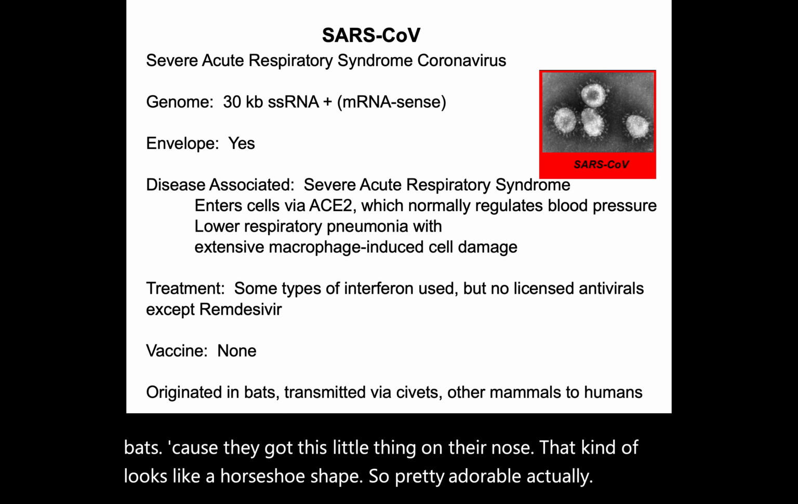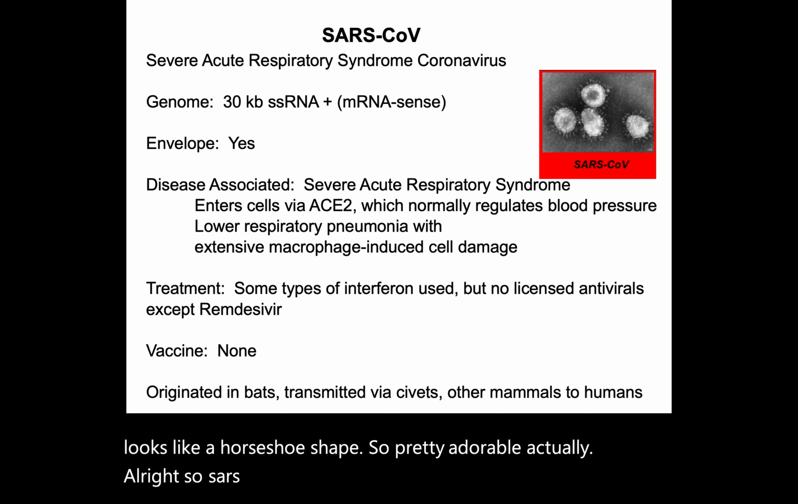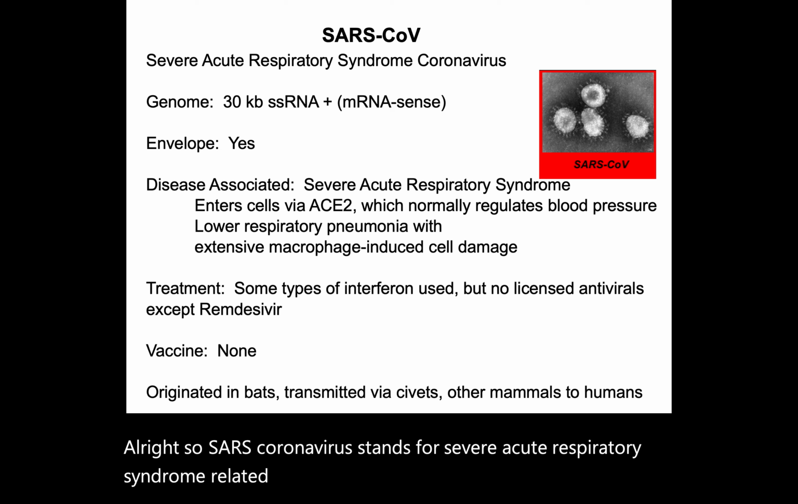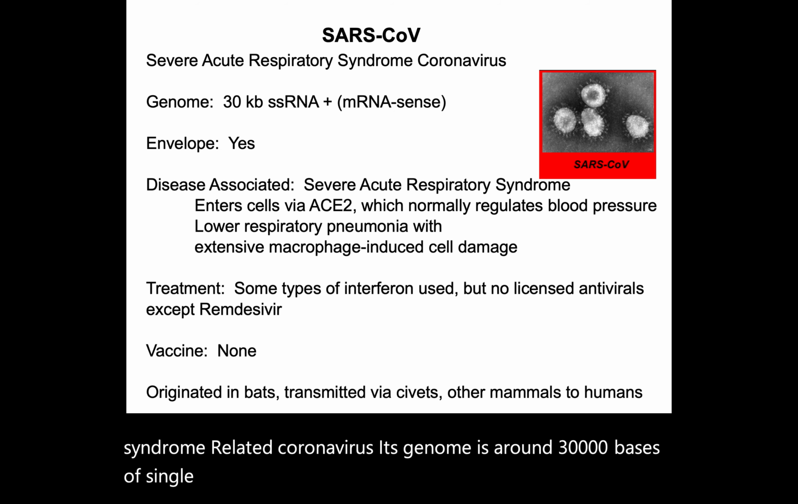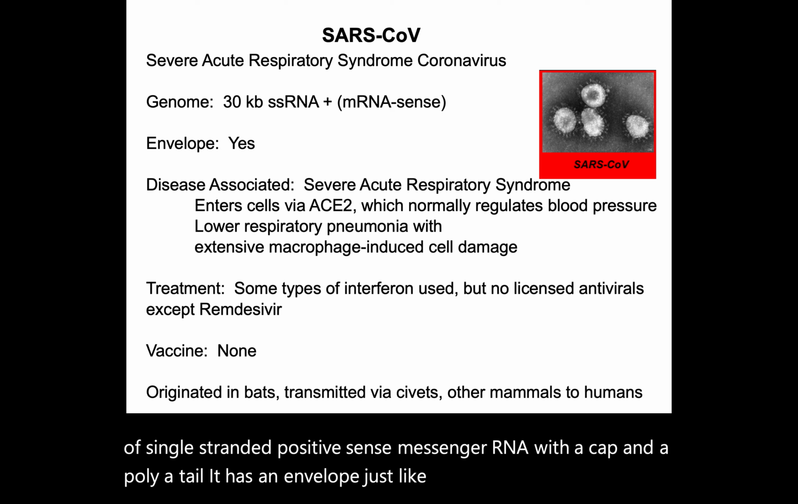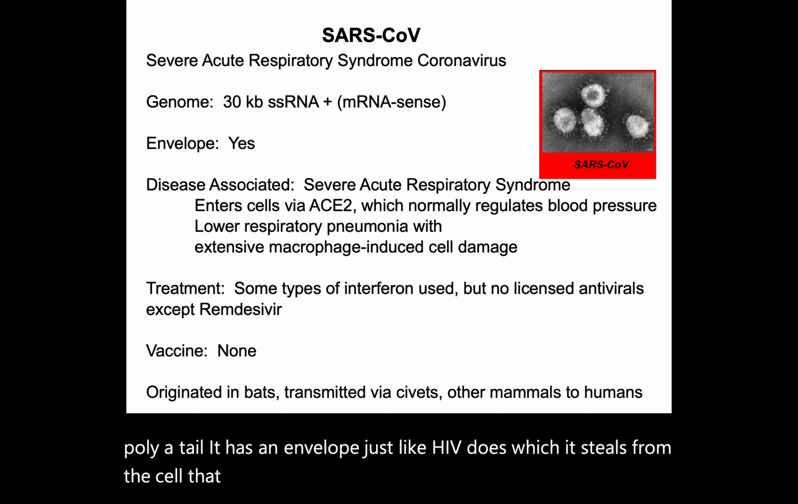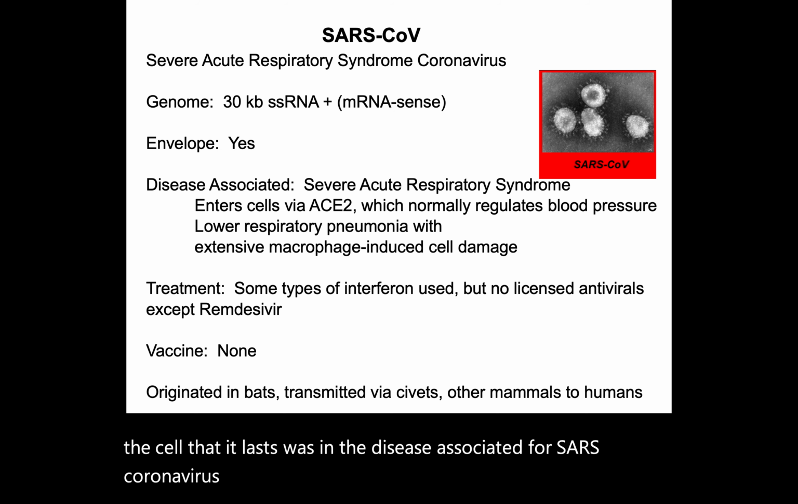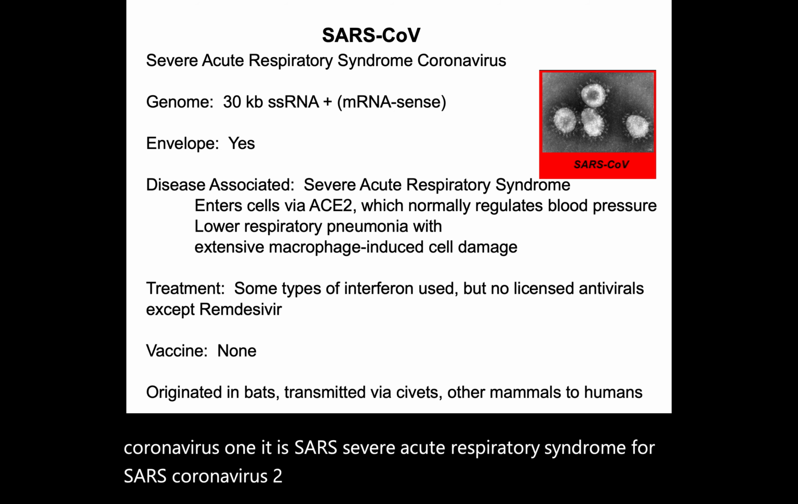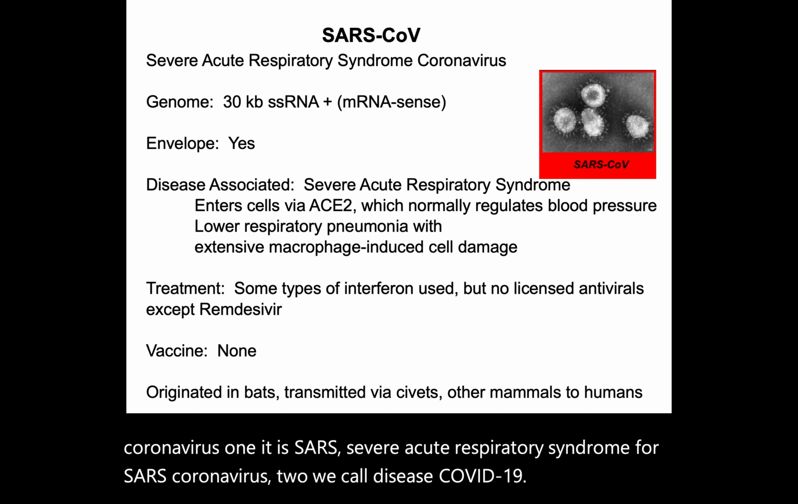All right, so SARS coronavirus stands for Severe Acute Respiratory Syndrome-related coronavirus. Its genome is around 30,000 bases of single-stranded positive sense messenger RNA with a cap and a poly-A tail. It has an envelope, just like HIV does, which it steals from the cell that it last was in. The disease associated with SARS coronavirus 1 is SARS, Severe Acute Respiratory Syndrome. For SARS coronavirus 2, we call the disease COVID-19, Coronavirus Disease 2019.